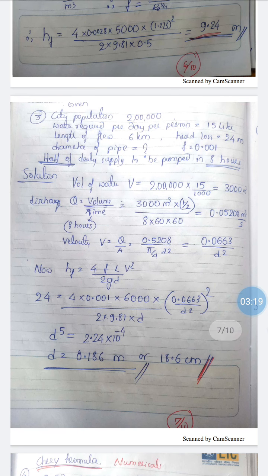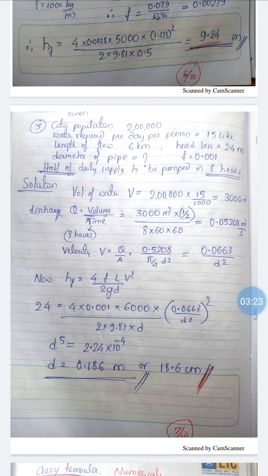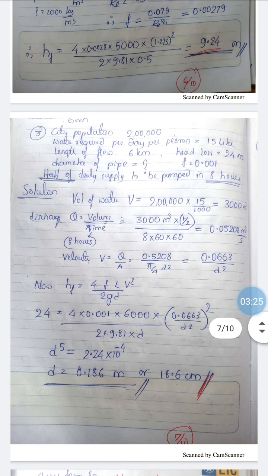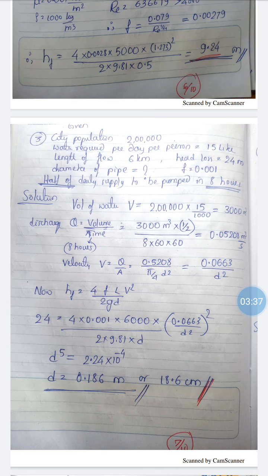So it is given that the coefficient of friction is 0.001 for the material of the pipe. You can see the f value is given, and one condition is given that half of the daily requirement has to be pumped within 8 hours. This is a condition, maybe the condition for the pumping of water. So the pump capacity is such that half of this daily requirement will be pumped in 8 hours.